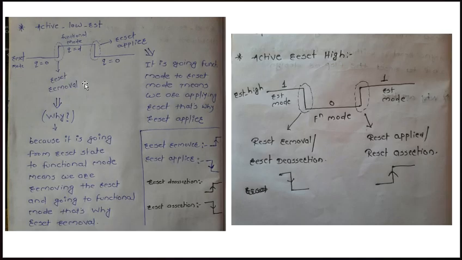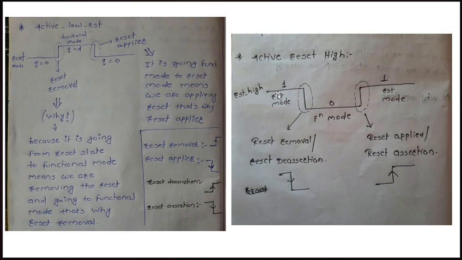So what is meant by active low reset? Active low reset is like, if the reset signal equals 0, then the flop is in reset mode, and when reset equals 1, the flop goes to functional mode. Whenever we give reset signal equals 0, then the flop output equals 0, meaning q equals 0, and whenever we give reset signal equals 1 in active low reset, it goes to functional mode, meaning q equals data input.